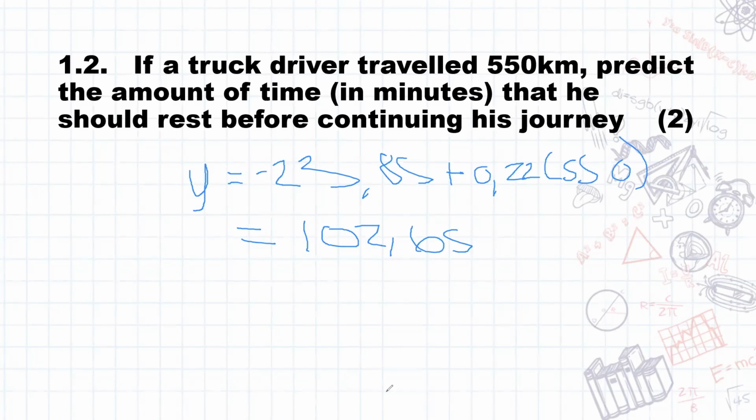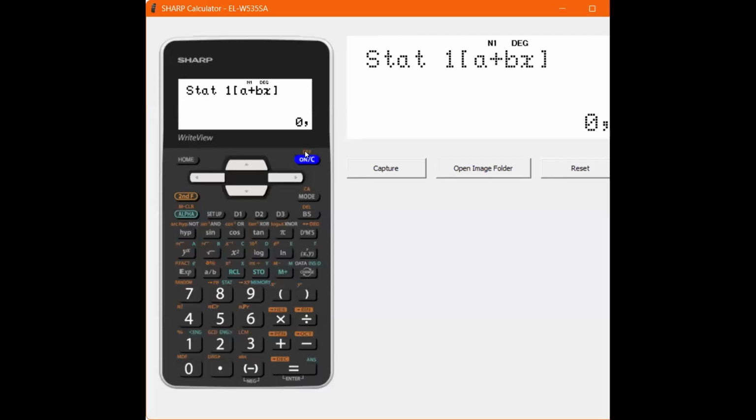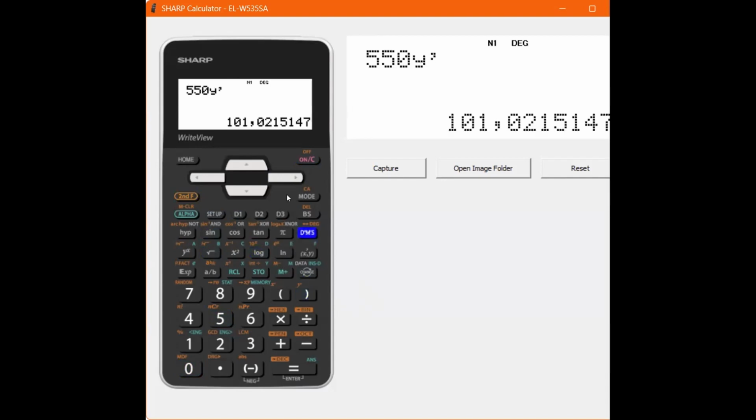And so to do it on our calculator, in our stats mode, we would type in 550 and we're looking for the y value. We have x, we're looking for y. And so we're looking for this y hat over here. So we say second function y hat, and you'll see it gives us 101,02.